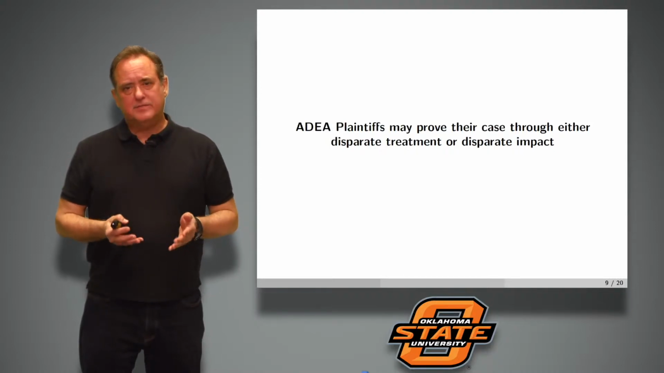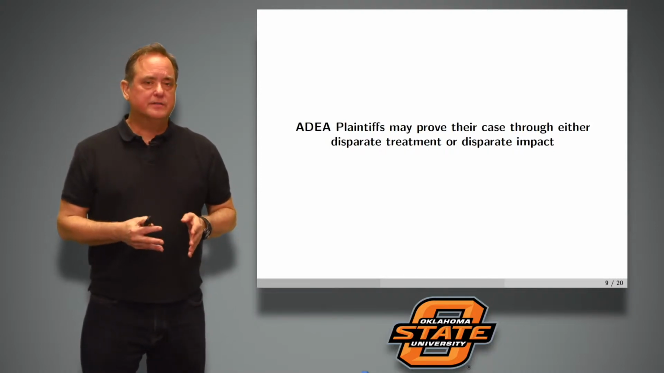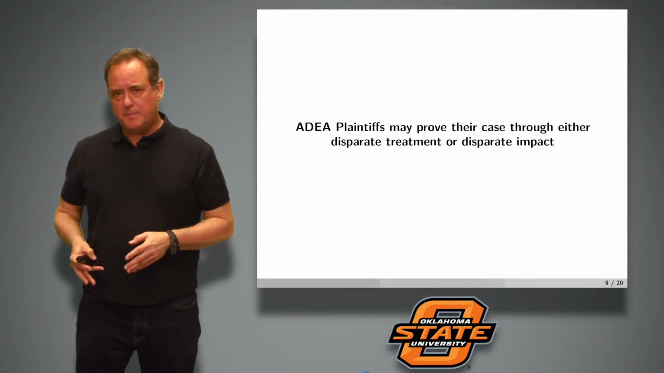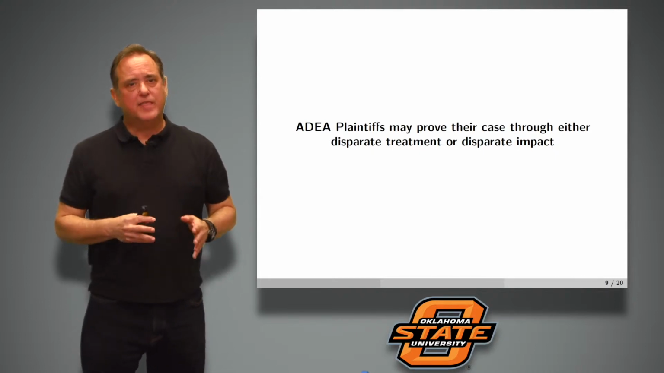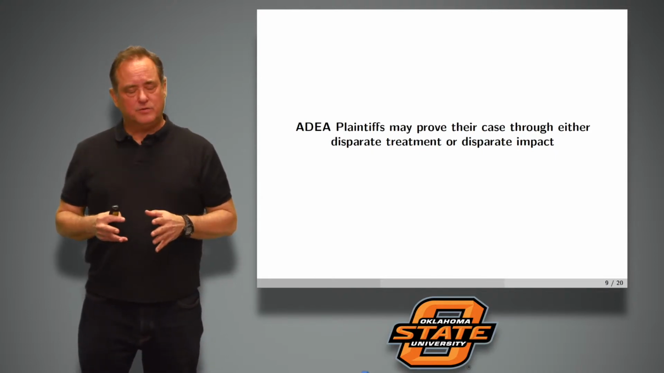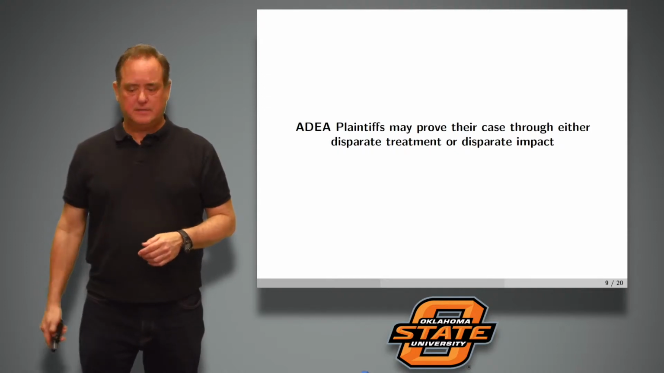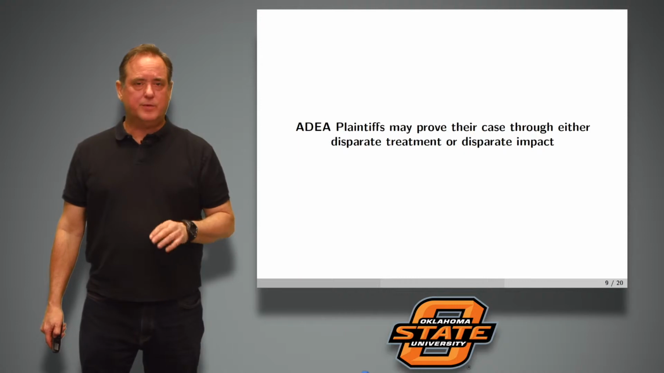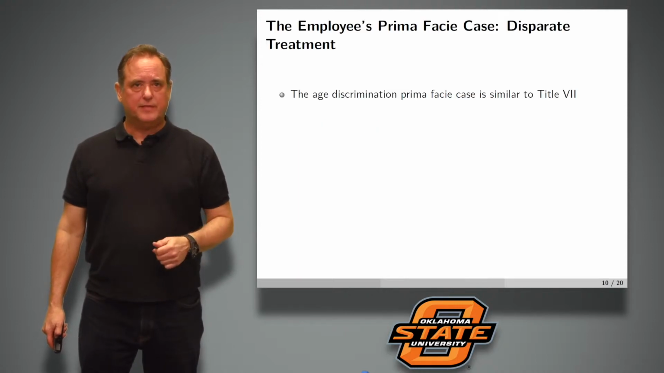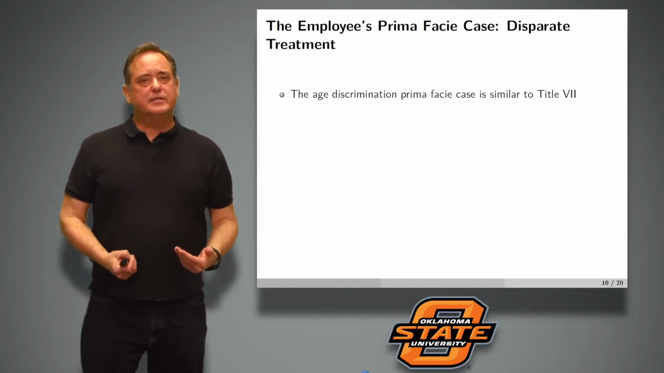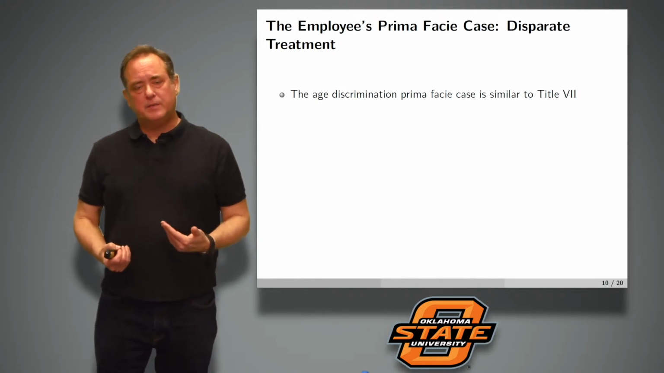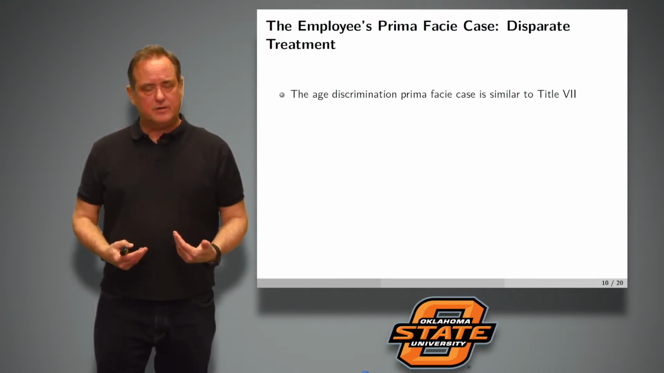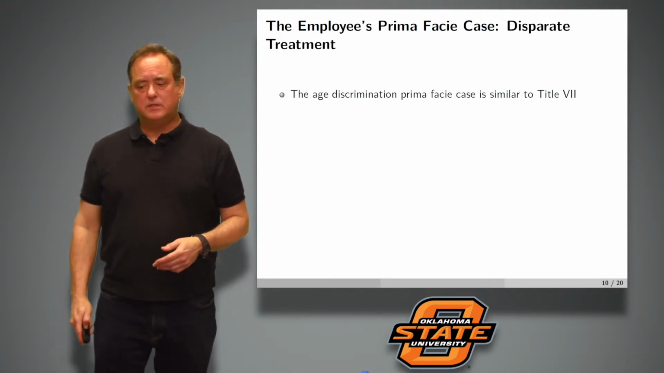ADA plaintiffs can prove their case through either disparate treatment or disparate impact analysis. So in that sense, it is similar to Title VII claims. There are some key differences, however, in terms of disparate impact, which we'll focus on when we get there. But when we talk about disparate treatment, it's very similar to Title VII in its application.